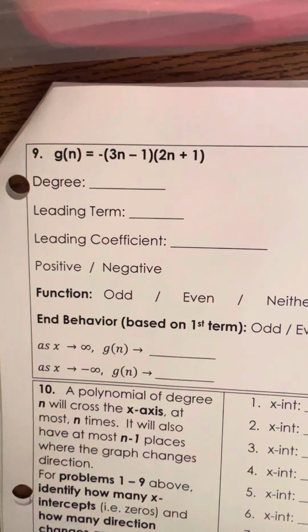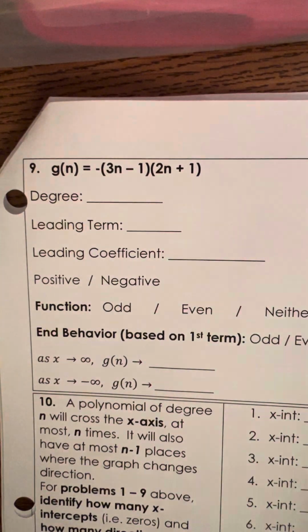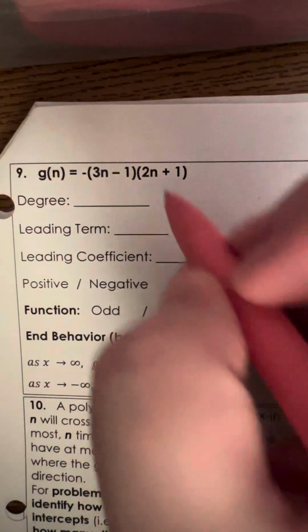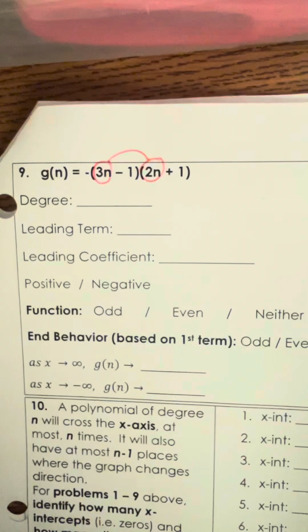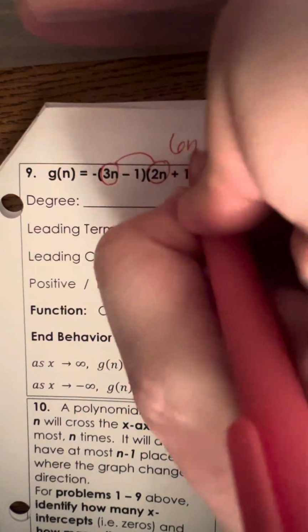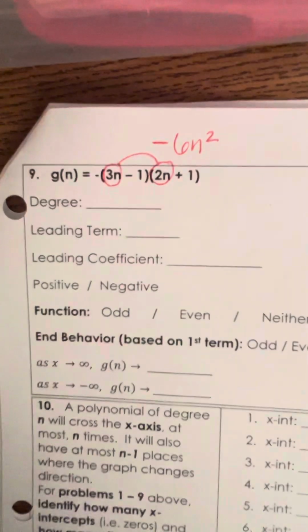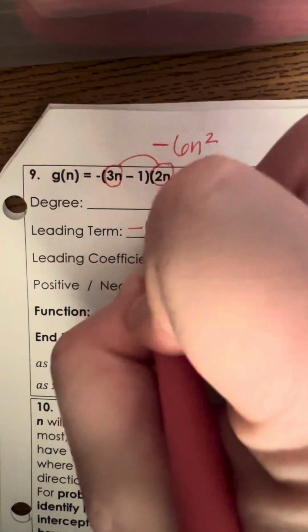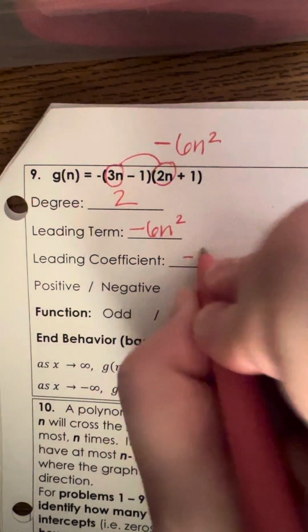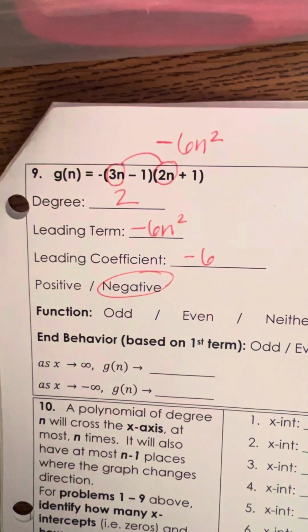To determine your leading coefficient, you don't necessarily have to multiply out this whole thing into standard form. We can simply multiply all of your first terms for each binomial together. So this one only has 2, which becomes 6n squared. And then we do have this negative out in front. So for this one, my leading term is negative 6n squared, making it a degree 2. Leading coefficient is negative 6.